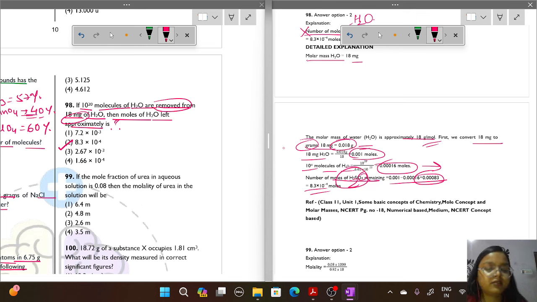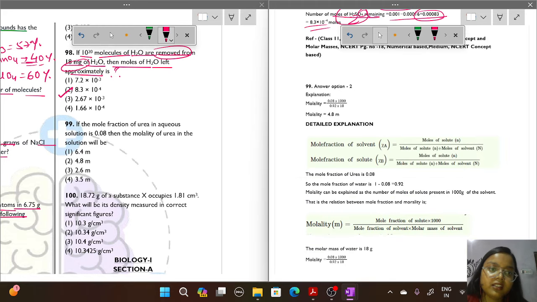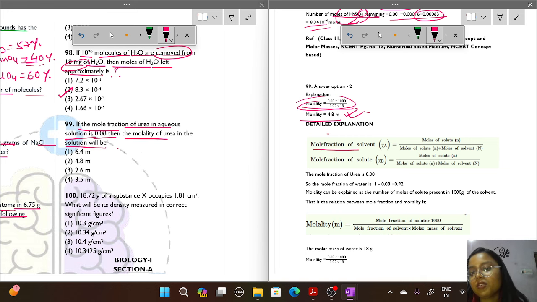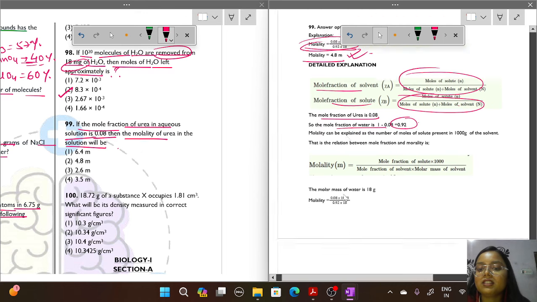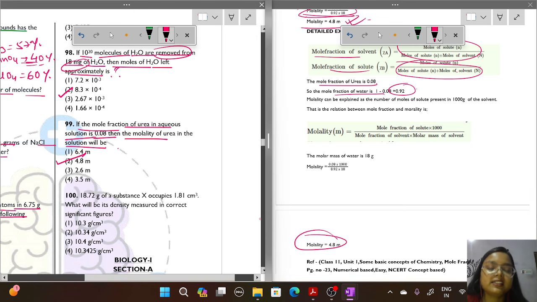Next question is question number 99. If the mole fraction of urea in aqueous solution is 0.8, then the molality of urea will be. If mole fraction is given, molality we can calculate easily. Mole fraction of solute, we know this formula. Now, mole fraction of urea is 0.8, so mole fraction of water will be 0.92. And upon putting these values in the molality formula, we will find out that molality comes out to be 4.8. 4.8 is the correct answer.